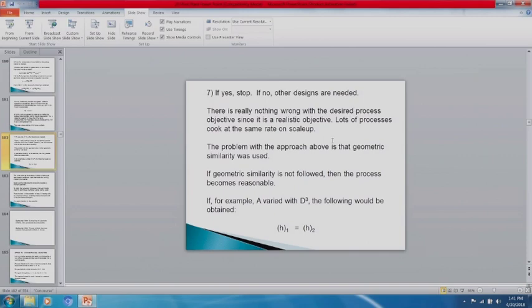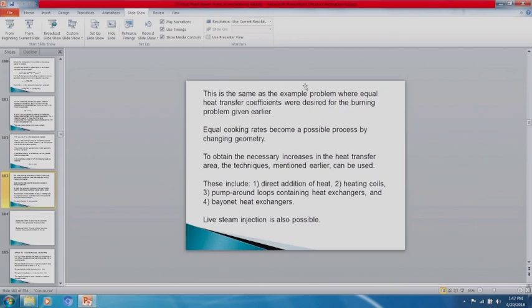There's nothing wrong with the desired process objective since it's a realistic objective. Lots of processes cook at the same rate on scale up. The problem is geometric similarity. If geometric similarity is not followed, then the process becomes reasonable. We have area now. Then let's take area and change it to diameter cubed. So we have the heat transfer coefficient equals the heat transfer coefficient. And that's possible. This is the same as the example of equal heat transfer occurring in the burning problem earlier. So equal heat transfer rates become possible by changing the geometry.